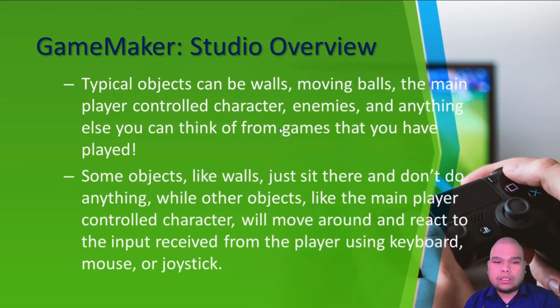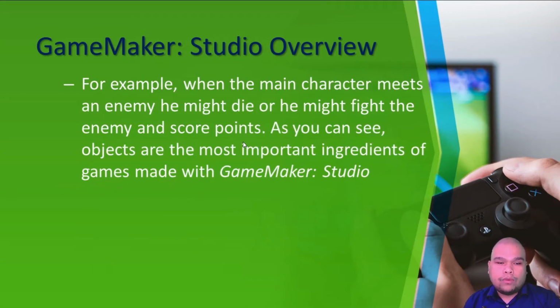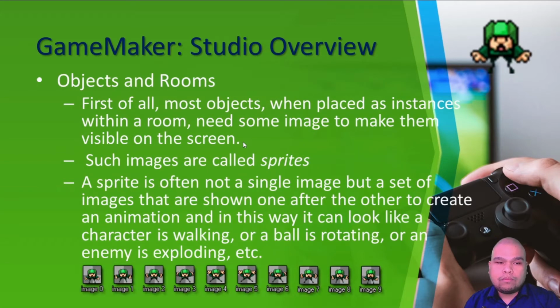Some objects like walls can sit there and don't do anything, while other objects like the main player-controlled character will move around and react to the input received from the player using keyboard, mouse, or joystick. For example, when the main character meets an enemy, he might die, or he might fight the enemy and score points. As you can see, objects are the most important ingredients of games made with GameMaker Studio.